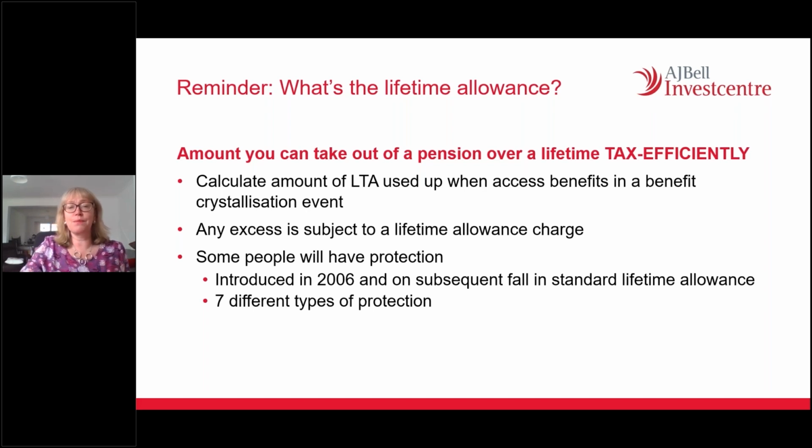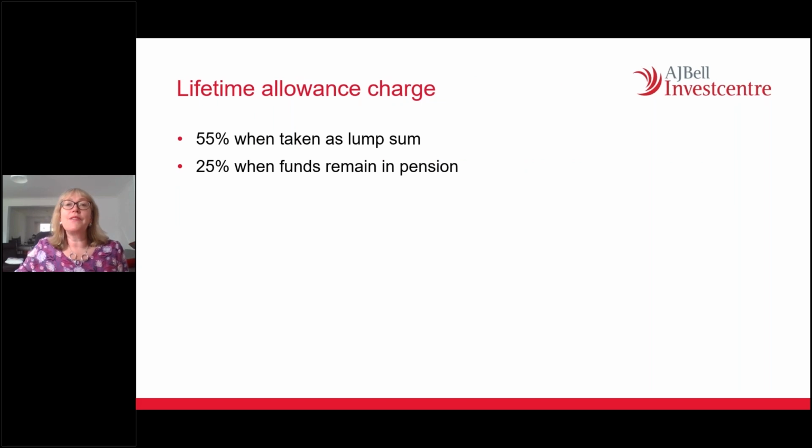The lifetime allowance charge is either 55% or 25%, and it depends upon whether benefits are taken as a lump sum or whether they remain within the pension. Now, that partly depends upon the benefit crystallisation event, how you're taking the benefits. For example, the check at age 75, it will always be a 25% charge, and the funds will remain within the pension.